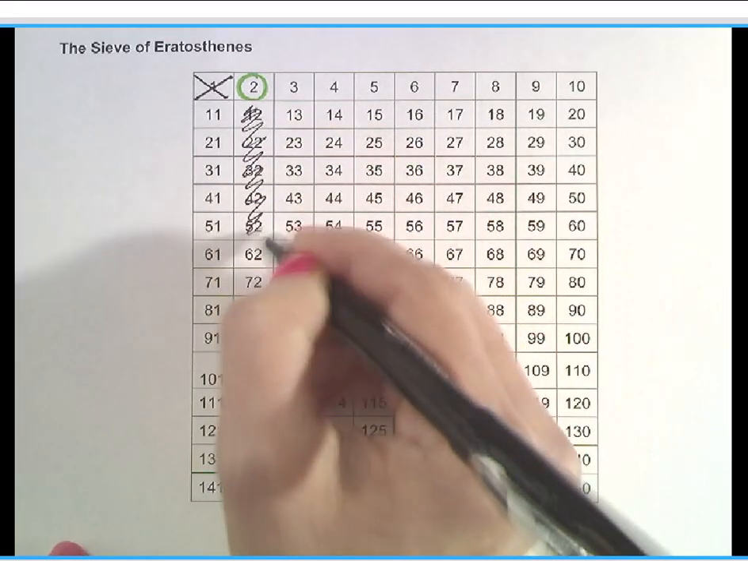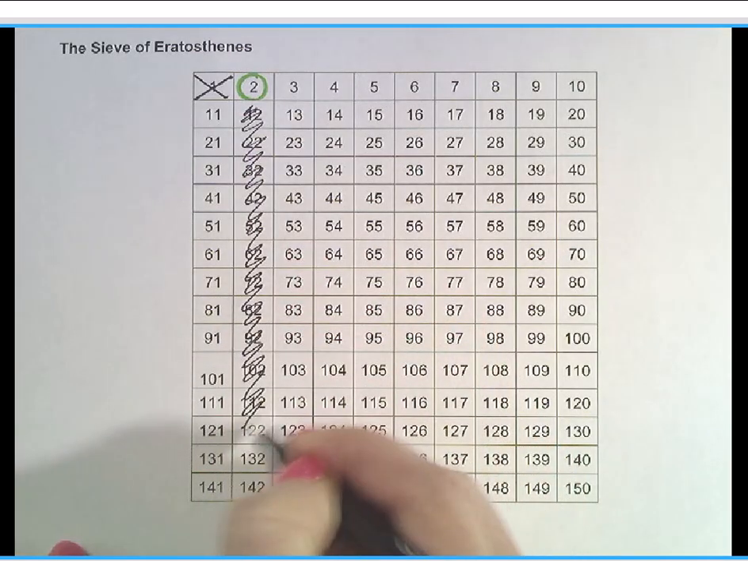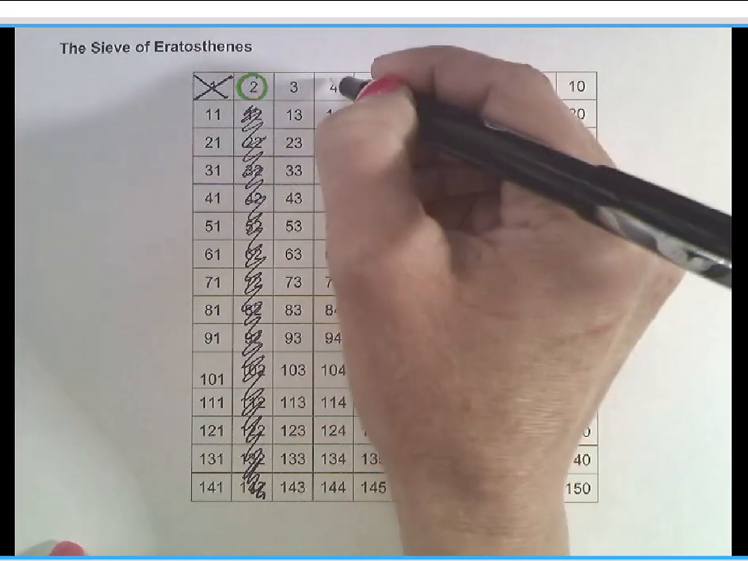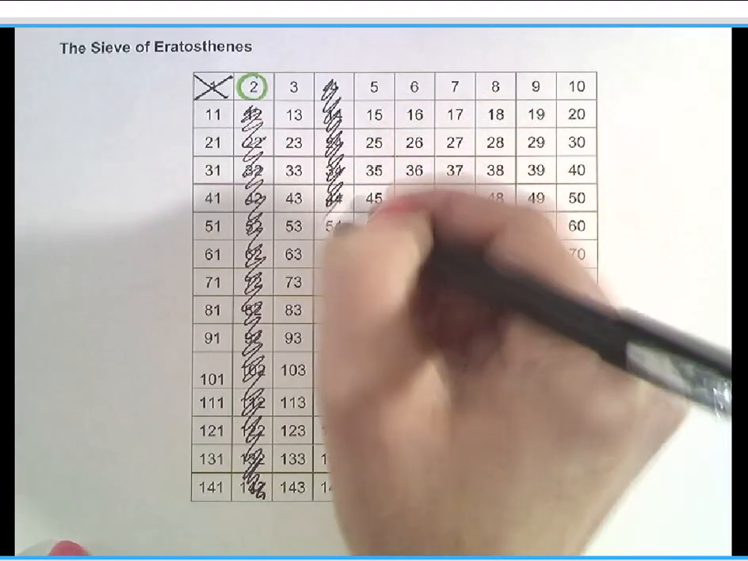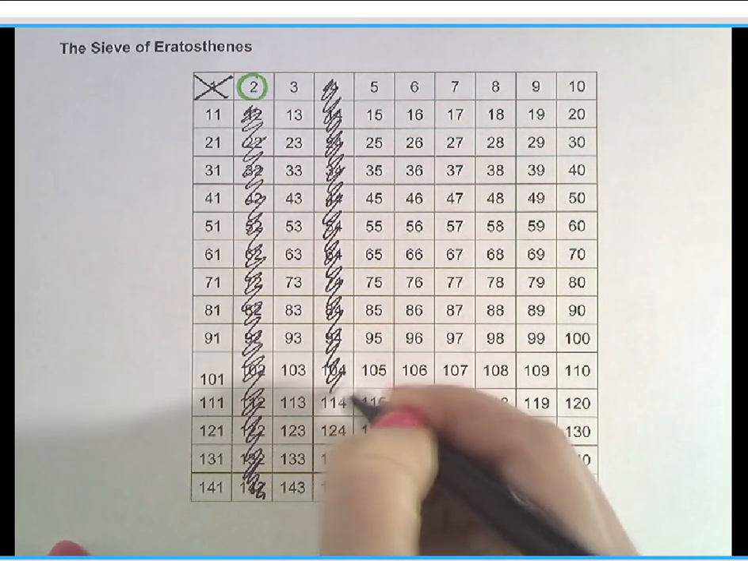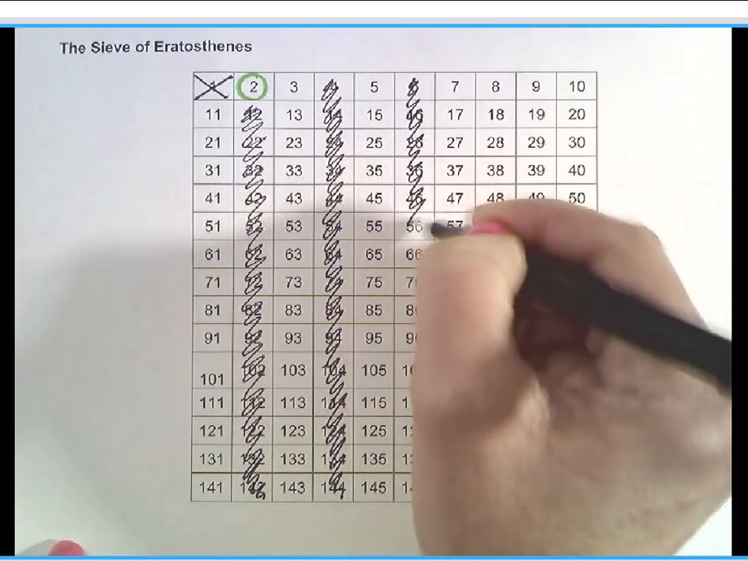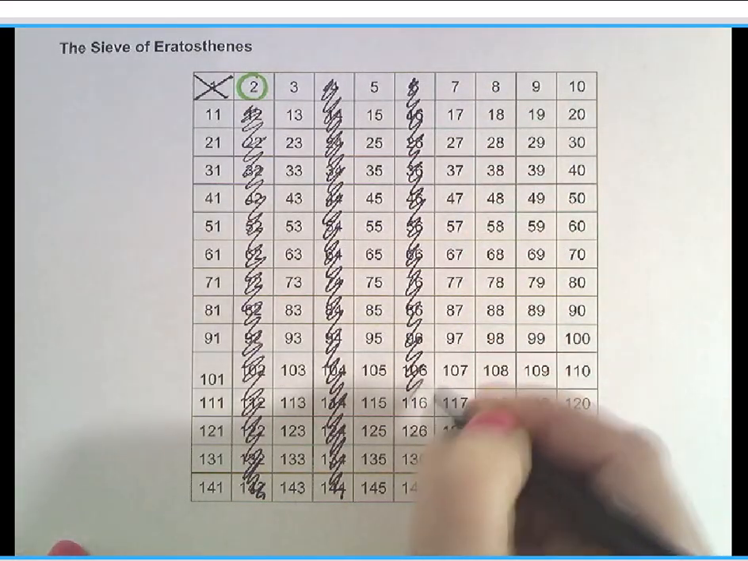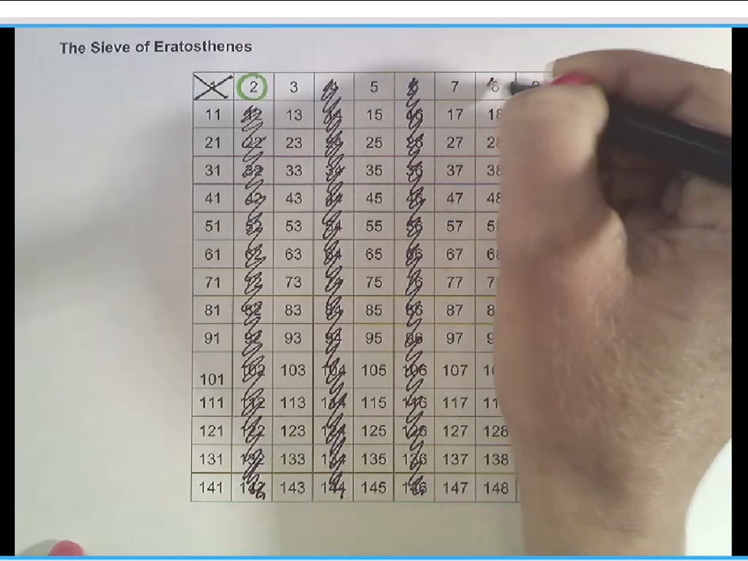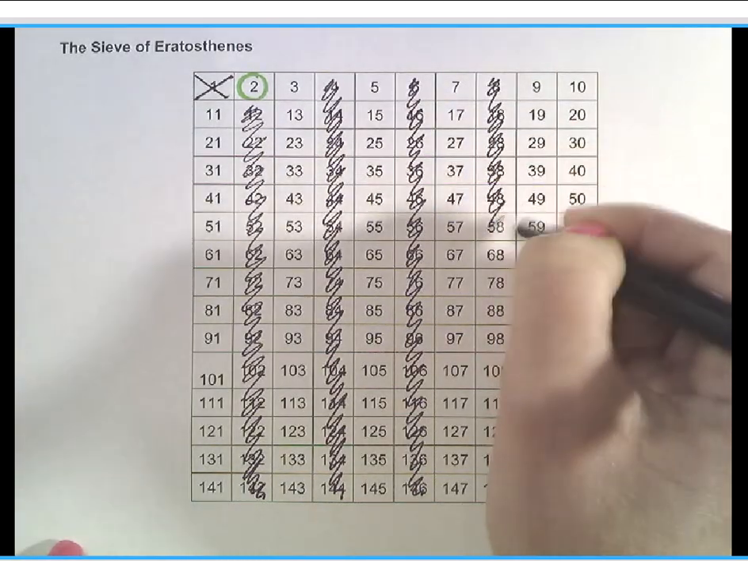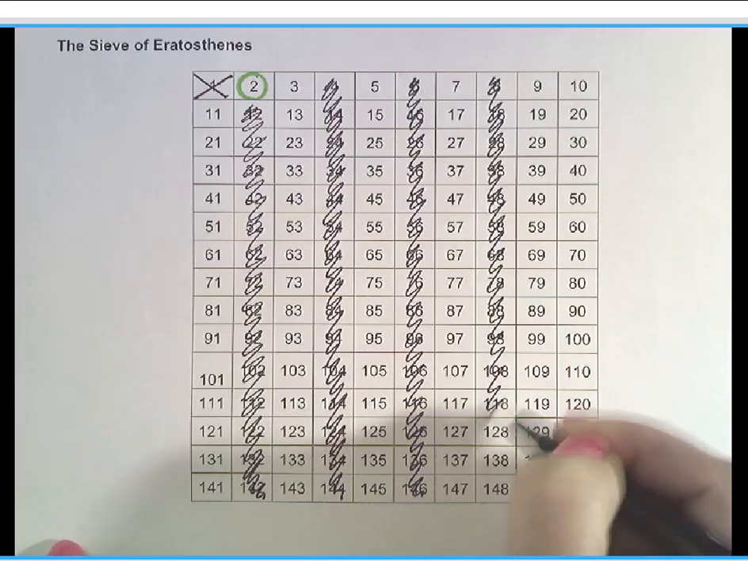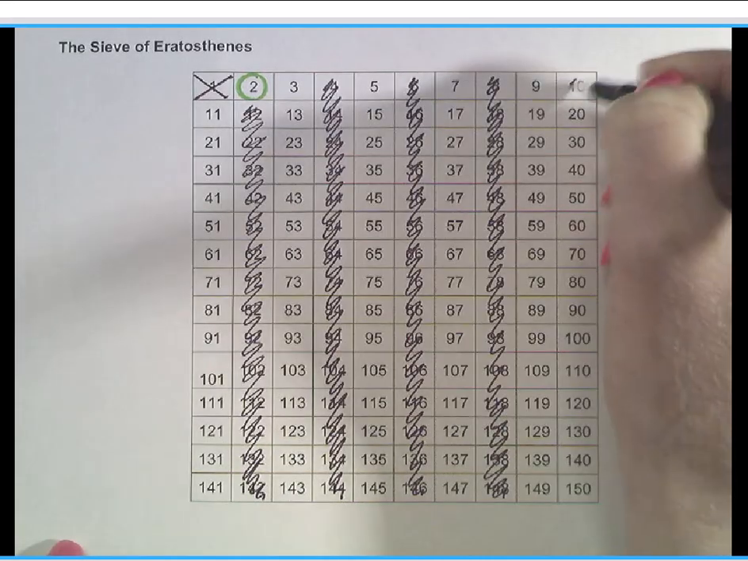So that's going to end up being like this entire column that ends in 2, this entire column. This is time consuming. This entire column, this one, and this one.